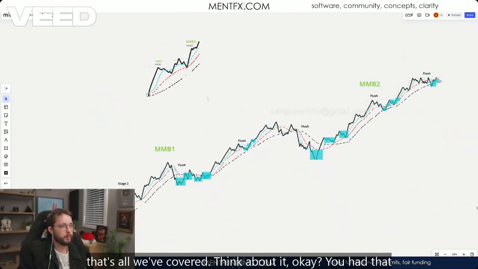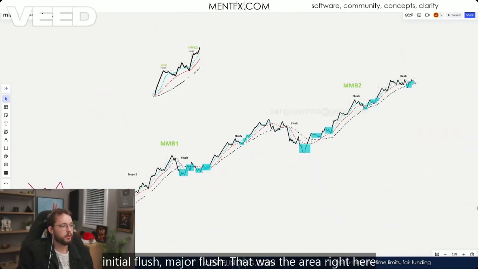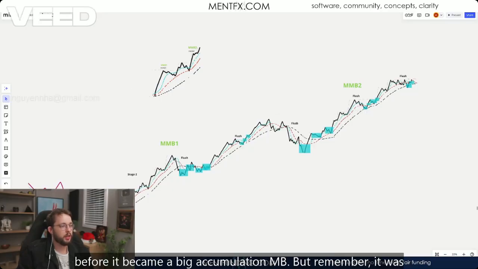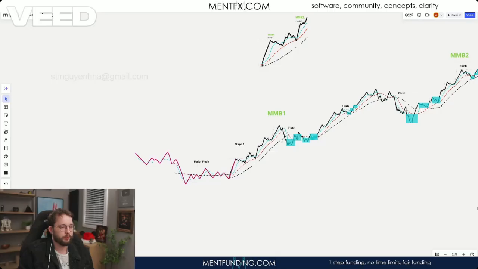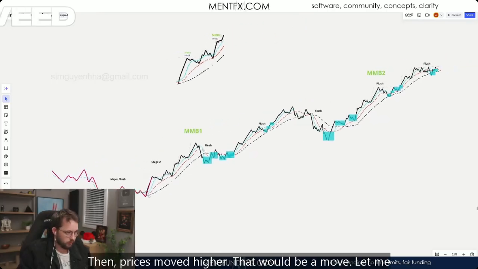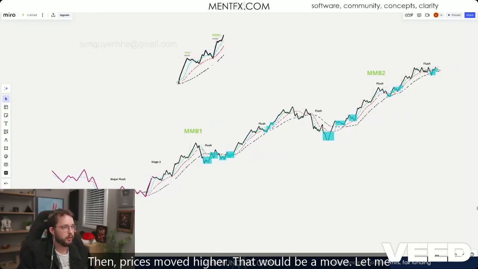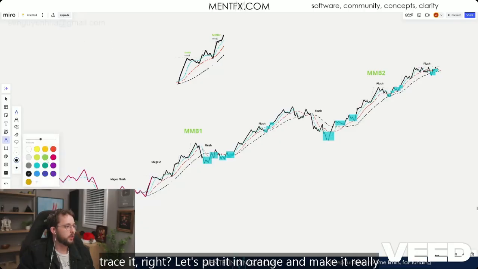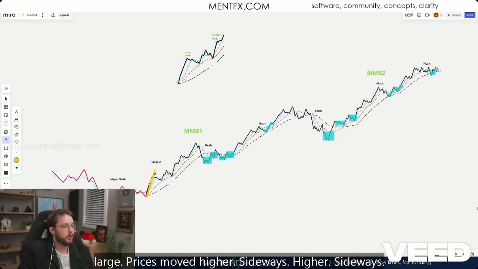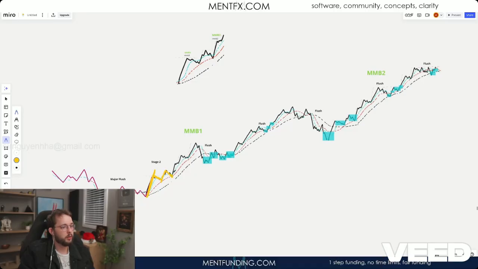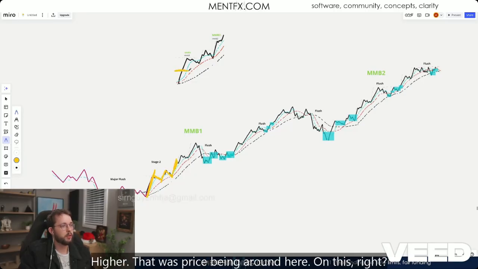Think about it, okay? You had that initial flush, major flush. That was the area right here before it became a big accumulation MB. But remember, it was this tiny area here because this is what it created, boom. Then prices moved higher. That would be a move, let me trace it, right? Let's do it in orange and make it really large. Prices moved higher, sideways, higher, sideways, higher. That was price being around here on this, right?